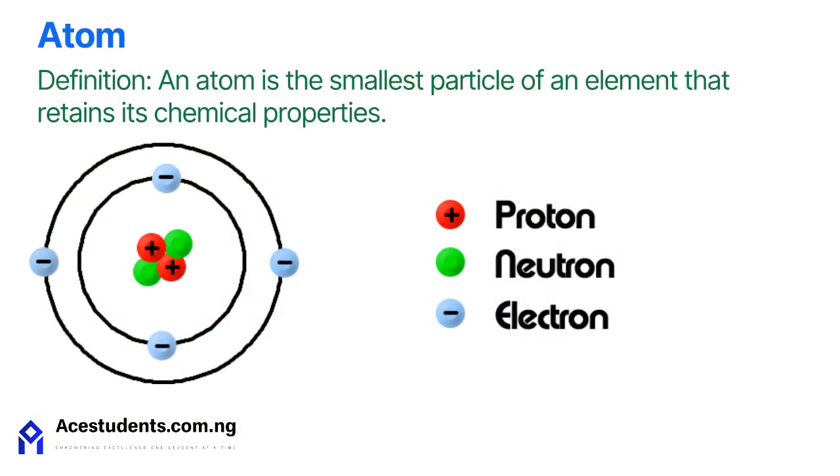Let us begin with the definition of an atom. An atom is the smallest particle of an element that still keeps the chemical properties of that element. Every atom is made up of three basic particles: protons, neutrons, and electrons.